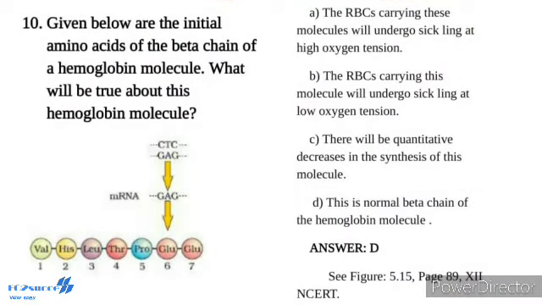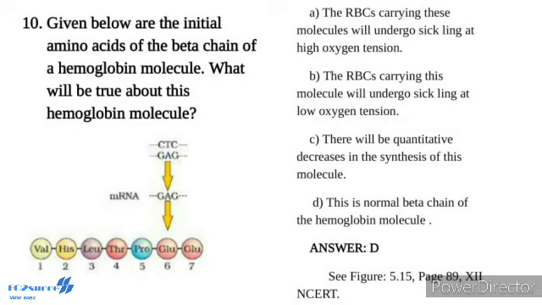Question number 10. Given below are the initial amino acids of the beta chain of a hemoglobin molecule. What will be true about this hemoglobin molecule? Shown in the diagram, a micrograph of the red blood cell and the amino acid composition of the relevant portion of the beta chain of hemoglobin. This diagram is shown from a normal individual.